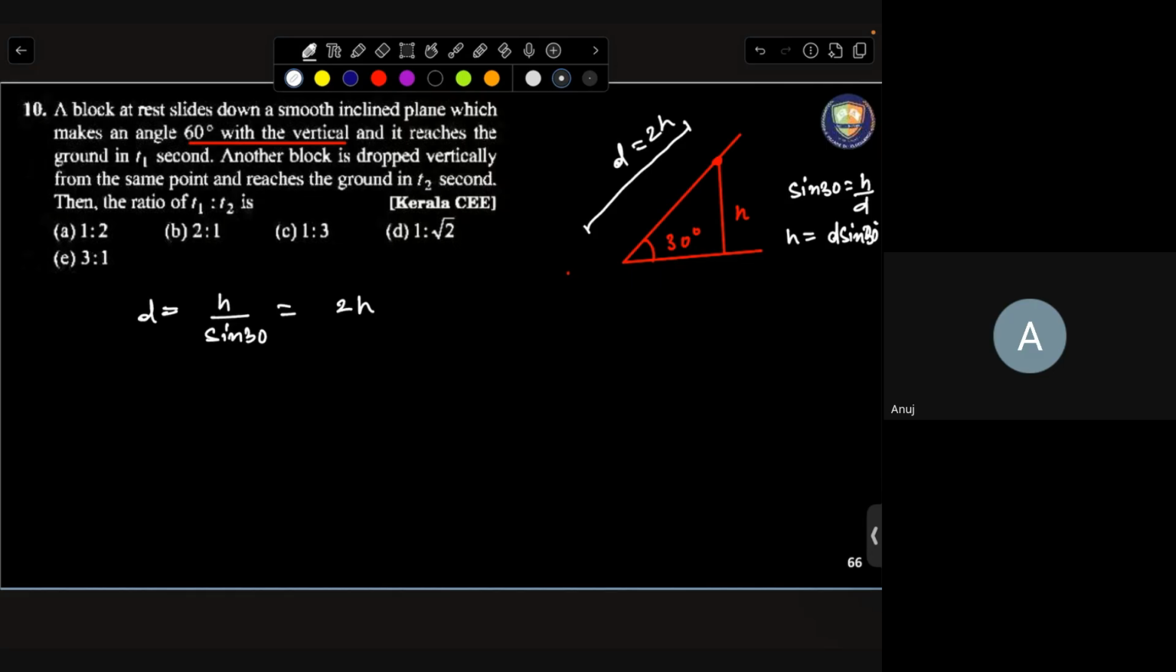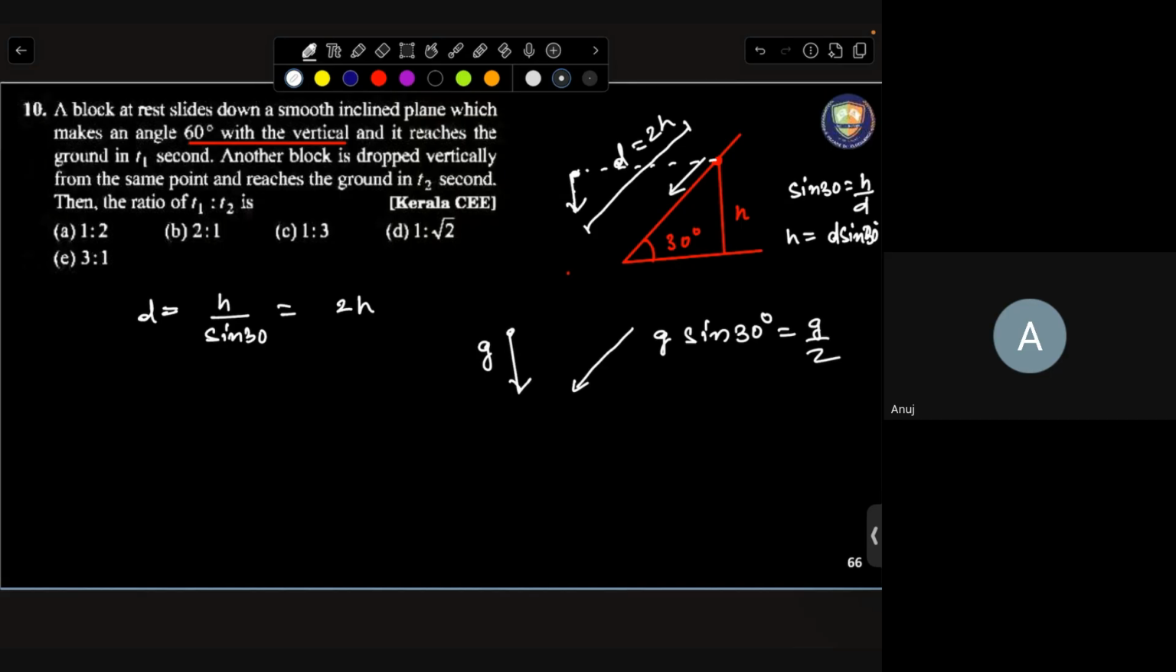Now, in first case, we are sliding it like this. And in second case, at the same level, we are dropping it like this. We just need to find the time it will take. So what is acceleration in this direction? It is g sine 30 degree, which is basically g by 2. But in this direction, acceleration is g. And distance also we have calculated, 2h.